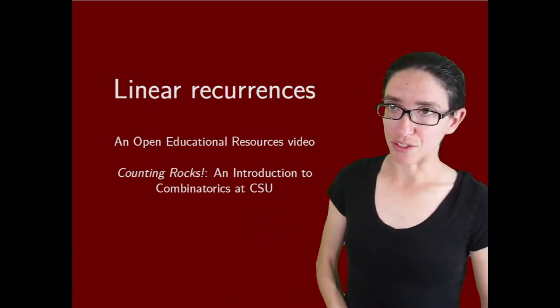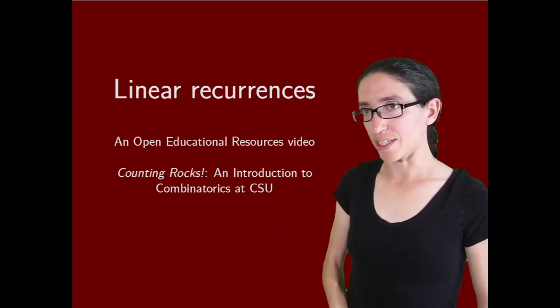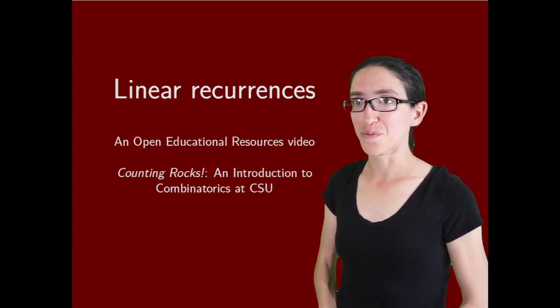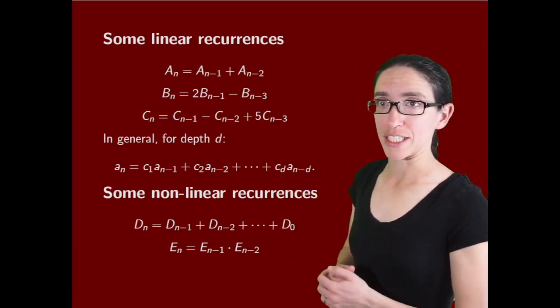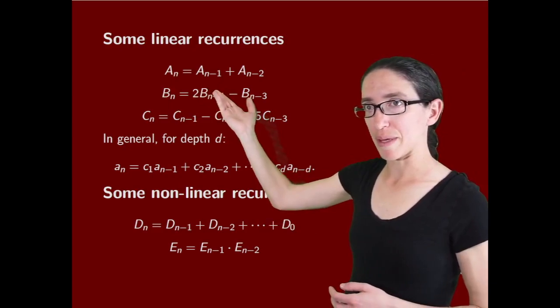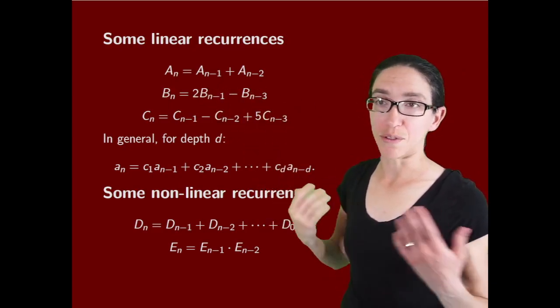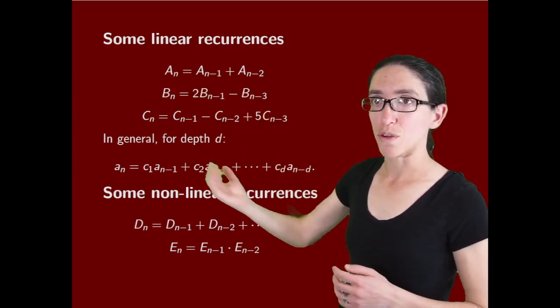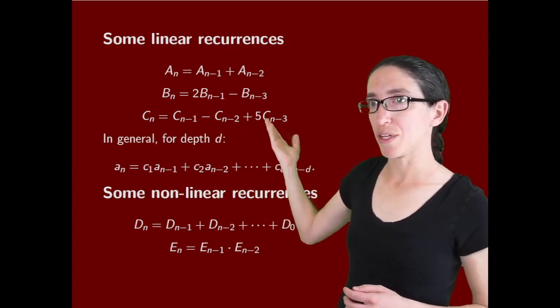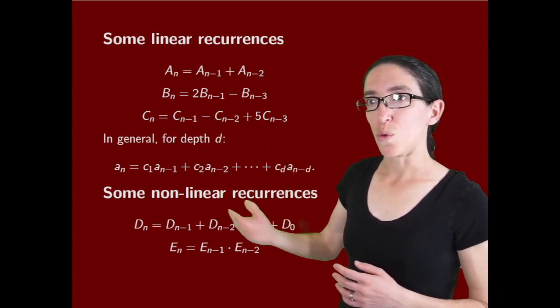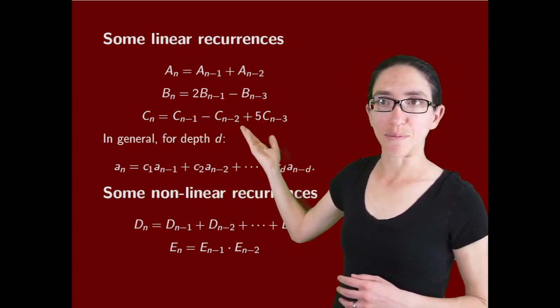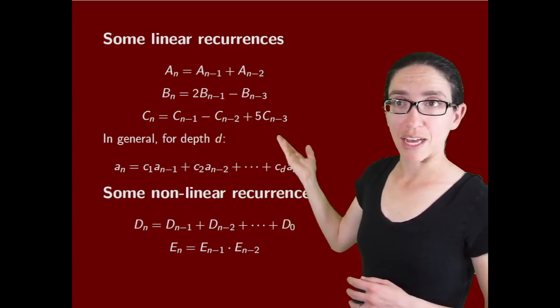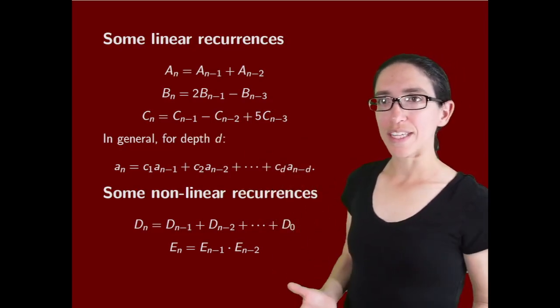In the last video we started recurrences in general, and now we'll look at a special type that we can always solve. So here are some examples of linear recurrences. a sub n equals a sub n minus 1 plus a sub n minus 2. The Fibonacci recurrence is linear. Or b sub n equals 2b sub n minus 1 minus b sub n minus 3. Or c sub n equals c sub n minus 1 minus c sub n minus 2 plus 5c sub n minus 3. What do all these have in common?